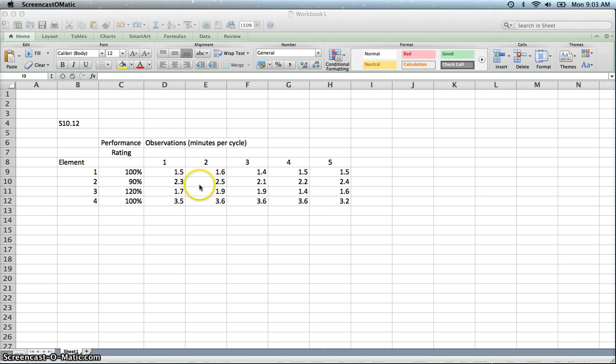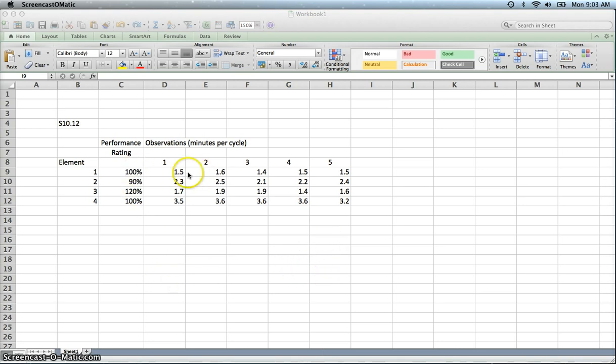Now, even as I look through all the elements, element 2, element 3, and even element 4, it doesn't appear to be any outliers. That's something you want to look for. Anything that seems to be really short or anything that seems to be really long, you may want to throw those out because perhaps something happened to cause that. But all these numbers seem to be pretty consistent. So we don't have any outliers in this case.